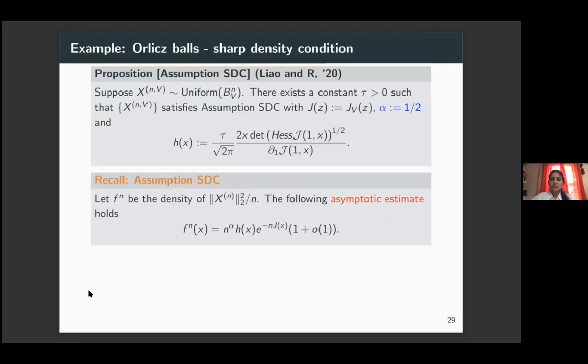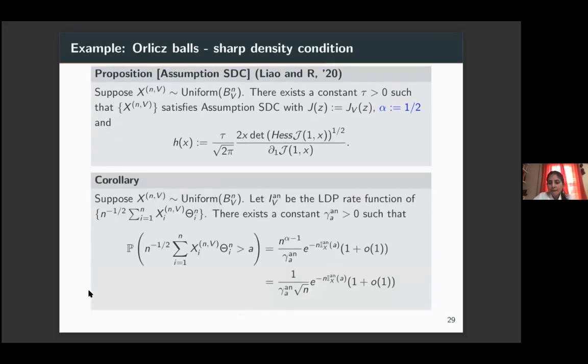It's not really important exactly what the conditions are, but I just wanted to say they're explicit. I've given you this h of x. It's given in terms of the determinant of a Hessian of that function j of x, and then you take square roots and do certain things, you take some derivatives. So there's an explicit expression for this h that we wanted, and alpha is equal to half. And so it turns out that for Orlicz balls, we can prove that the sharp density condition holds.